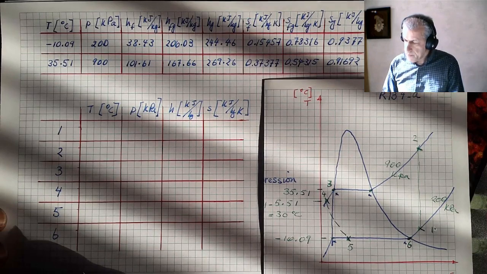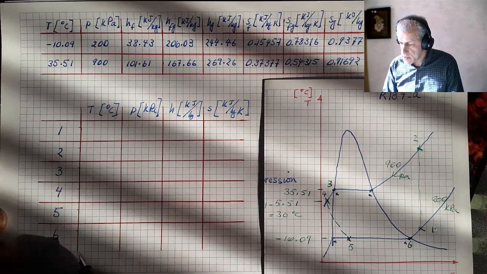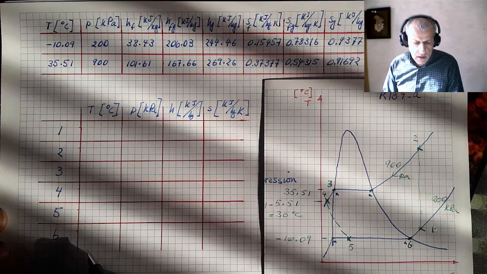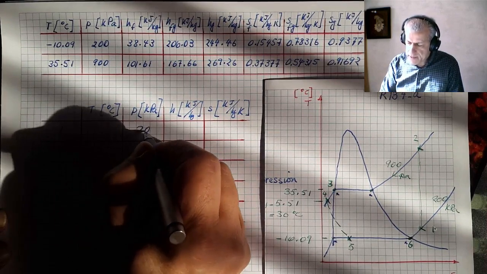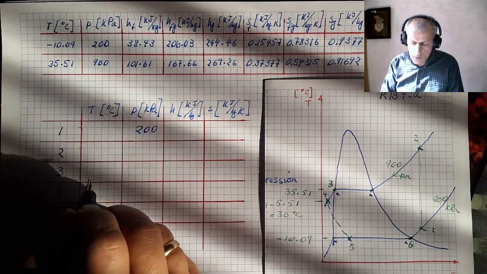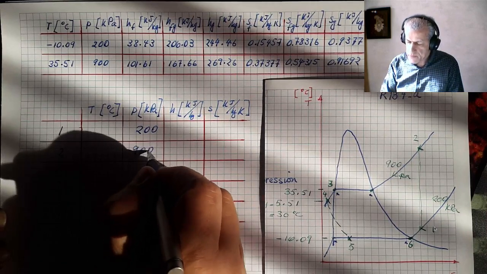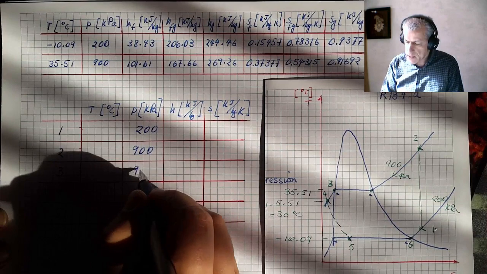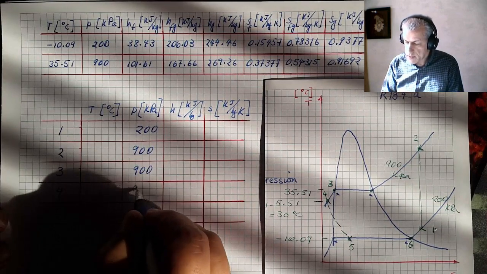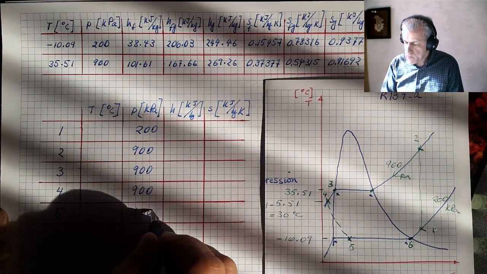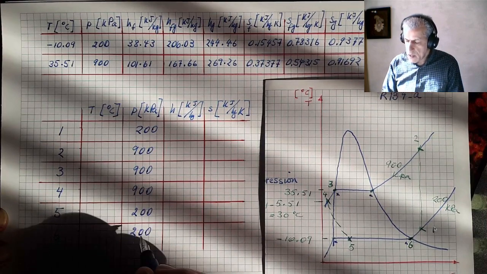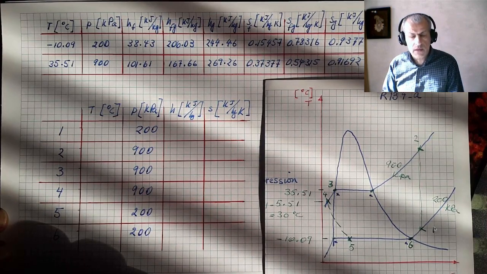So a lot of the pressures are also known because all our pressures are on the 2 constant pressure lines. Say point 1, we know that it is 200 kilopascals. Point 2, we know that it is 900 kilopascals. Point 3 is 900 kilopascals. Point 4 is once again 900 kilopascals, and point 5 and point 6 are both 200 kilopascals. So we have this knowledge.